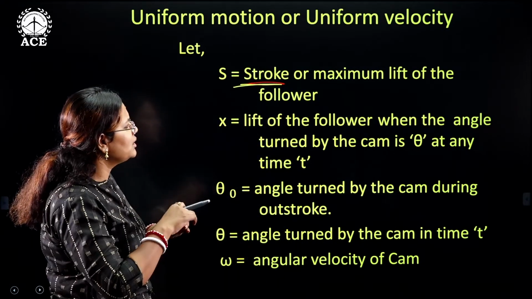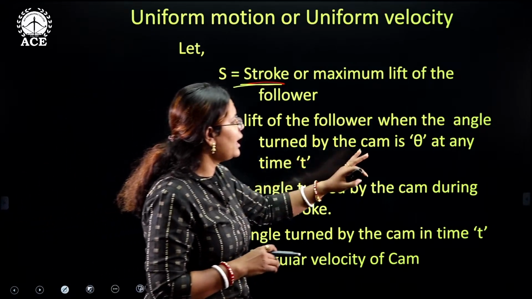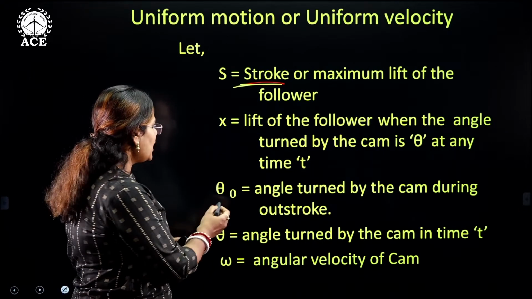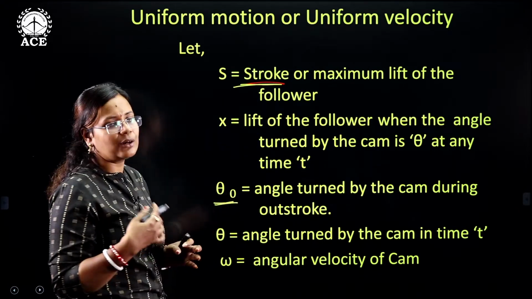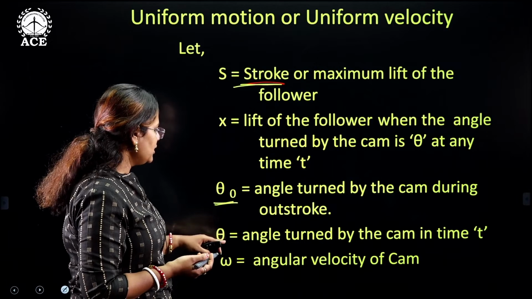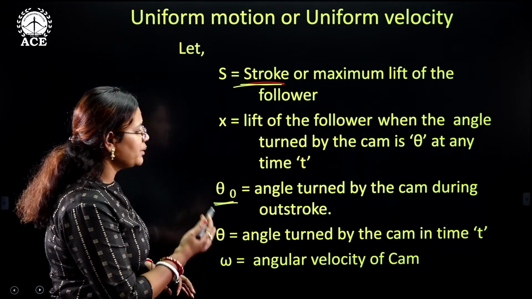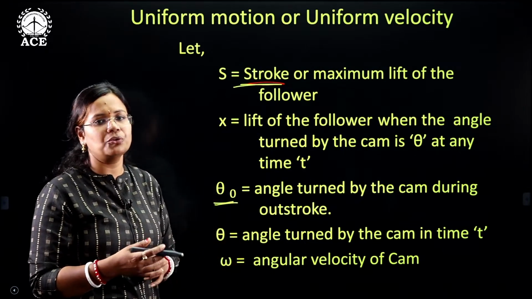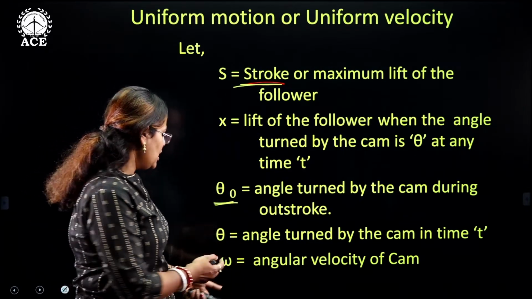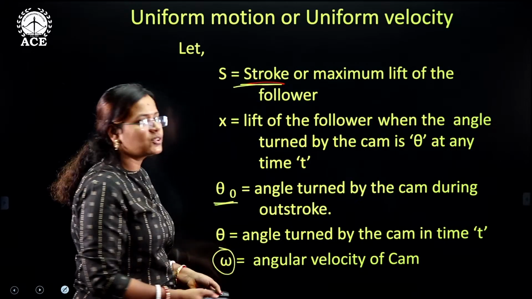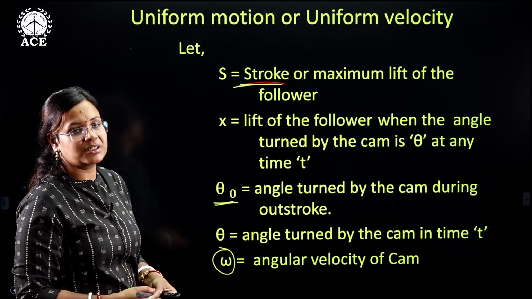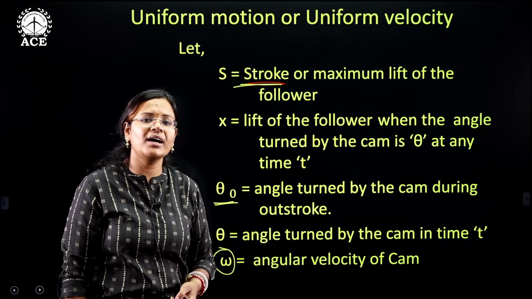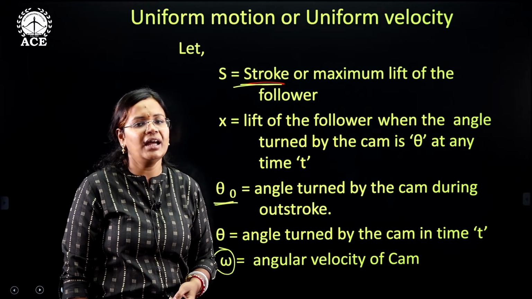Then X is nothing but the lift of the follower when the angle is turned by theta after time t. So theta naught is nothing but the outward or the outstroke angle. Then theta is nothing but the angle turned by the cam in time t. And omega, as we already know from the previous session, is the angular velocity of the cam, because the cam is a rotating element and it is not going to have any linear velocity, it is going to have an angular velocity.